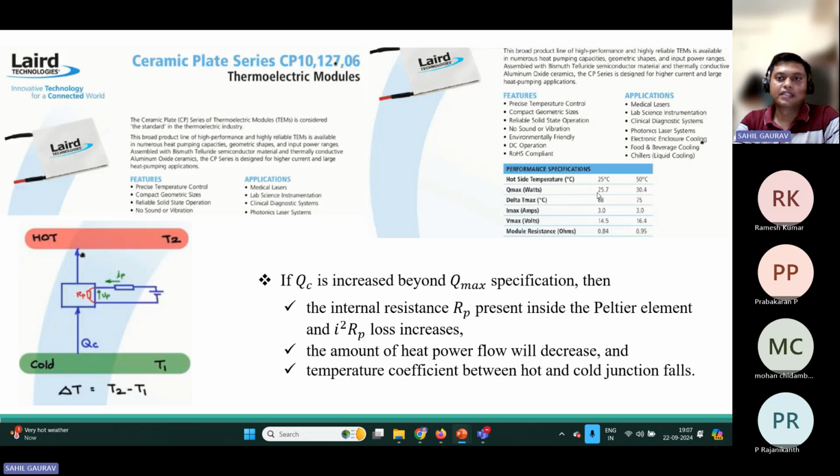And here Q max is given for two different temperatures, one for 25 degrees Celsius and another for 50 degrees Celsius. So you have to take care that the amount of heat energy that you want to extract from the cold body should be less than this Q max.